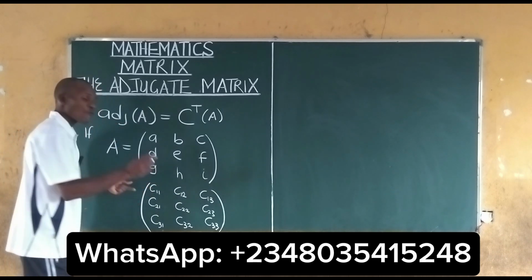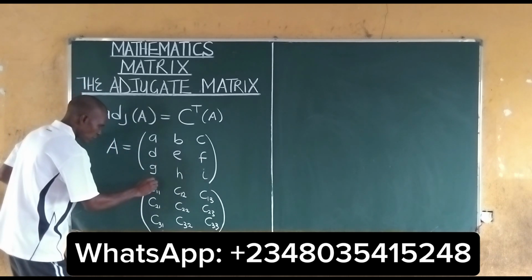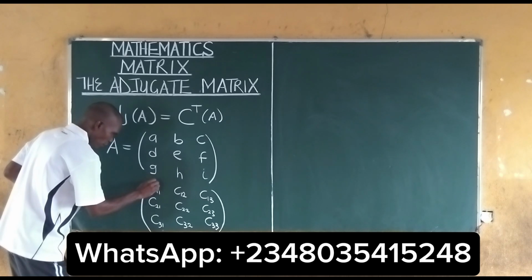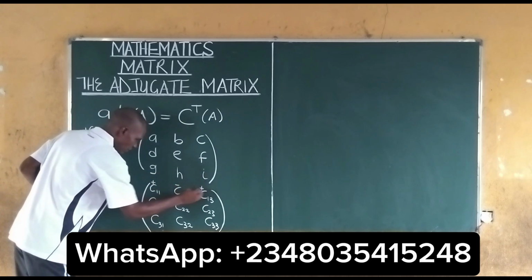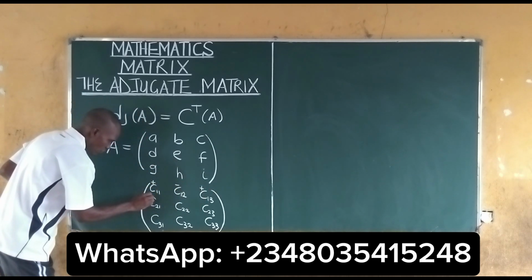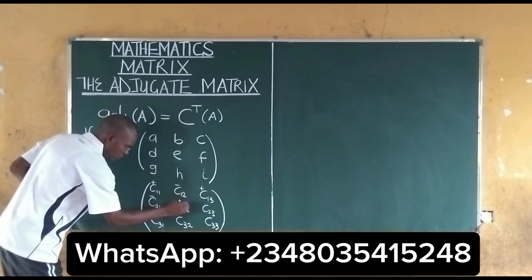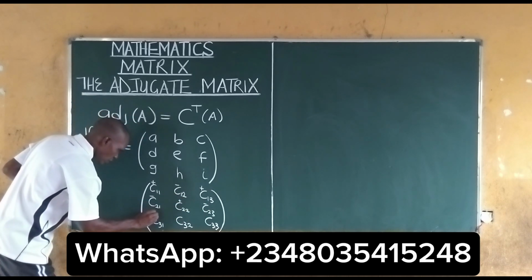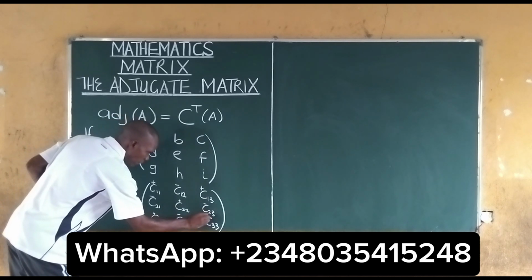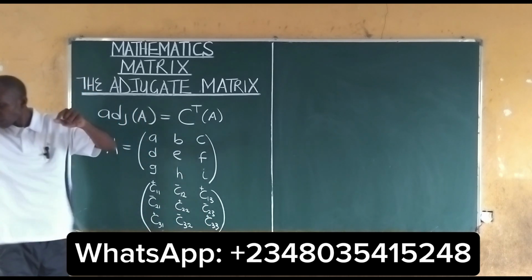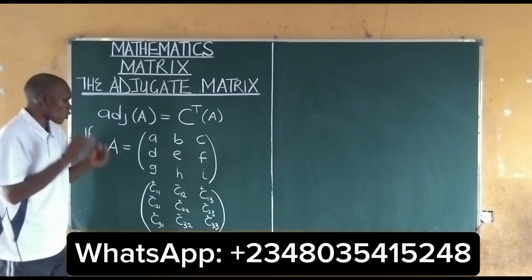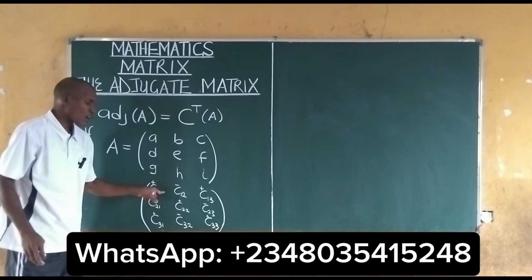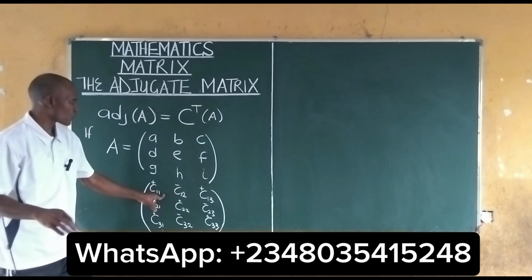Now for the cofactors, you put the signs as positive, negative, positive. For the second row, negative, positive, negative. For the third row, positive, negative, positive. Now, the next thing to do is to compute each individual cofactor.